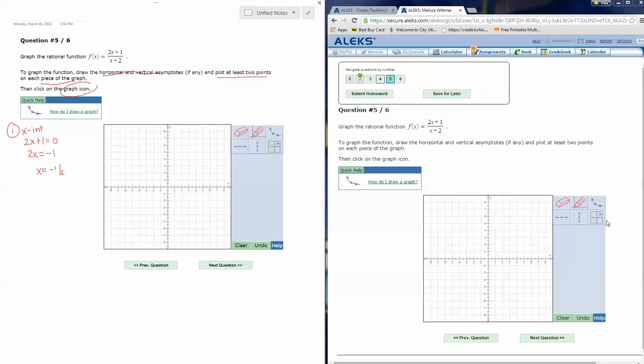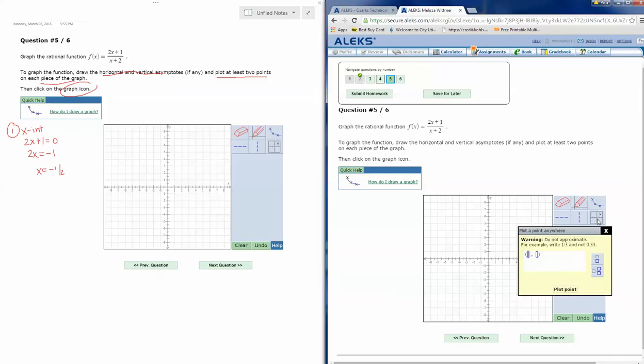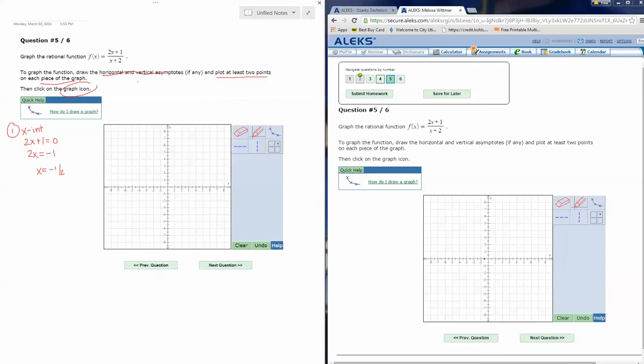So I'm going to plot on ALEKS a point, and I can type in, using this fraction key here, -1/2, 0. So anytime you have a fraction in your ordered pair, you should use this feature on ALEKS to plot the exact point. So plot that point. Okay, so now let's see if we have any y-intercepts for this function.